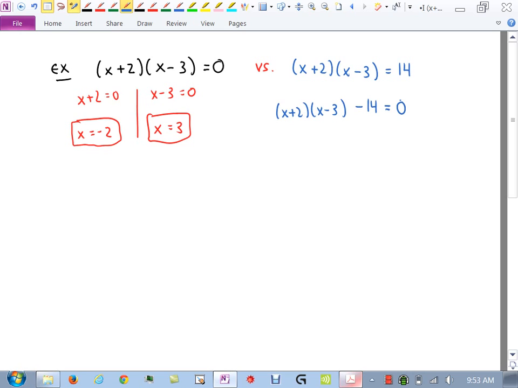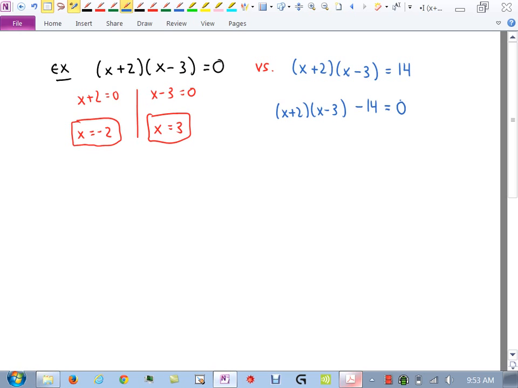Can I use the zero factor property now? Well, I have something times something, right? But then what? Minus something. And to use zero factor property, it's got to be something times something times something. It's got to be multiplication the whole way. You cannot use zero factor property here. Not yet. Okay? Not yet.